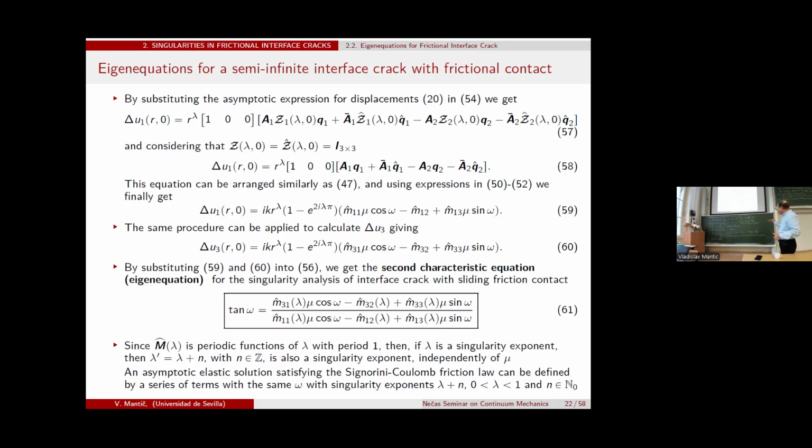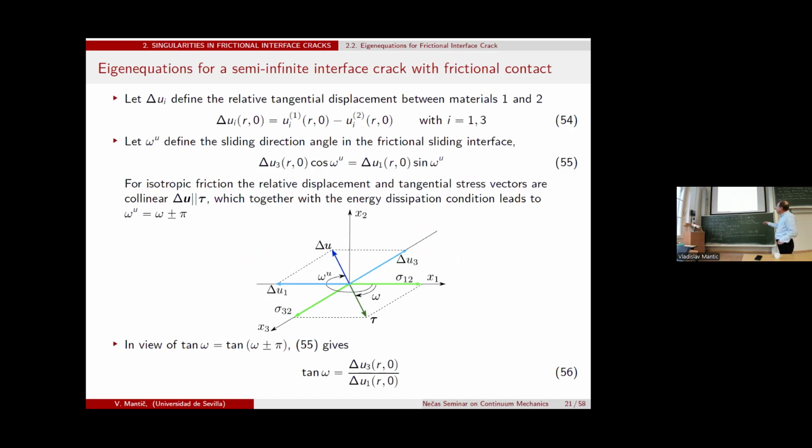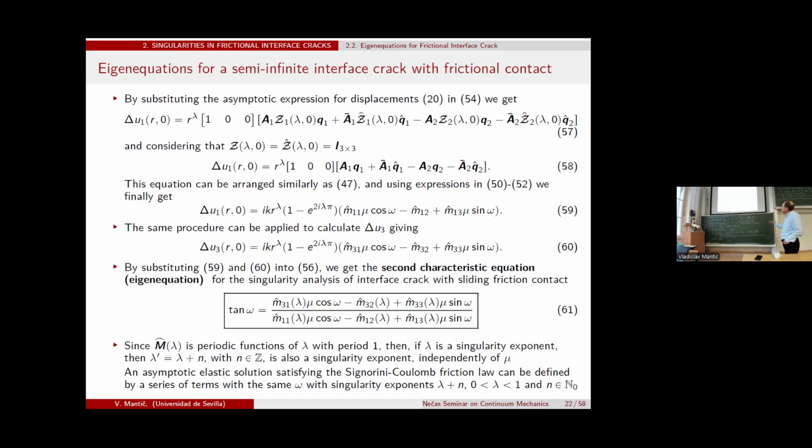And now we substitute in the previous condition we obtained, and we get the second characteristic eigenequation for this interface crack. So we have two eigenequations in terms of the elements of the characteristic matrix, which is a periodic function of lambda, the singularity exponent. So we can conclude that if we have one eigenvalue, one singularity exponent lambda, then if we add any integer number, it will also be an eigenvalue of this problem.